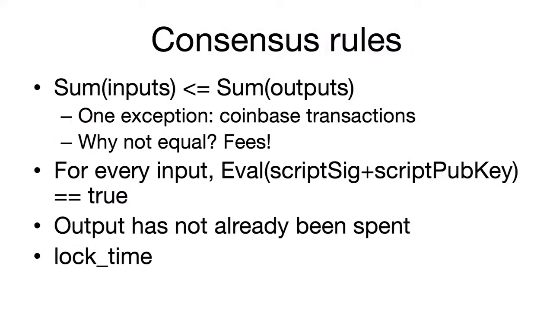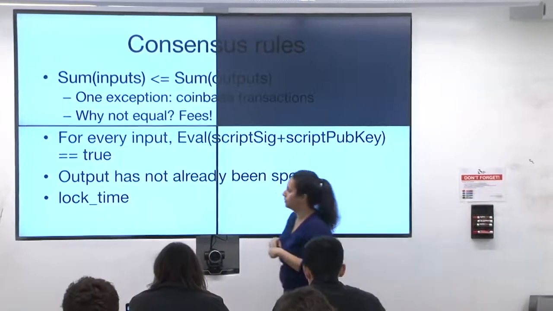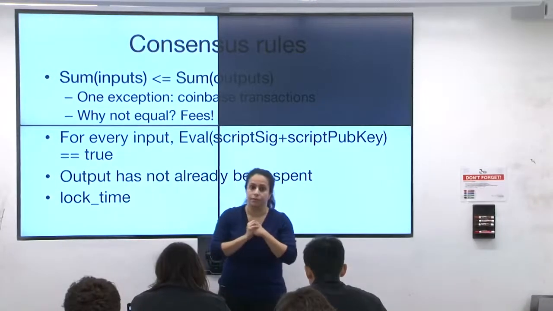Sorry about that. Another invariant that needs to be maintained is that this output has not already been referenced in another valid transaction. And then, as I alluded to, a final invariant is around the lock time.